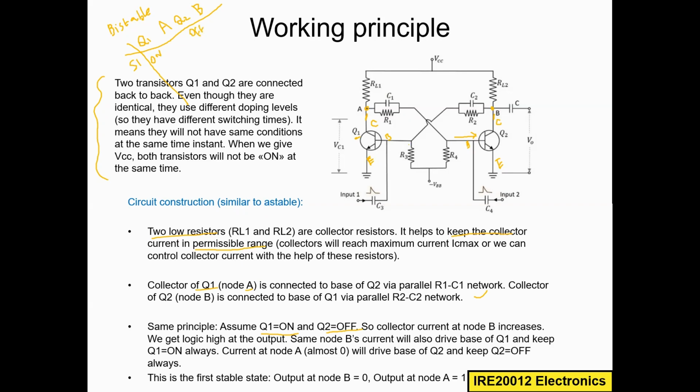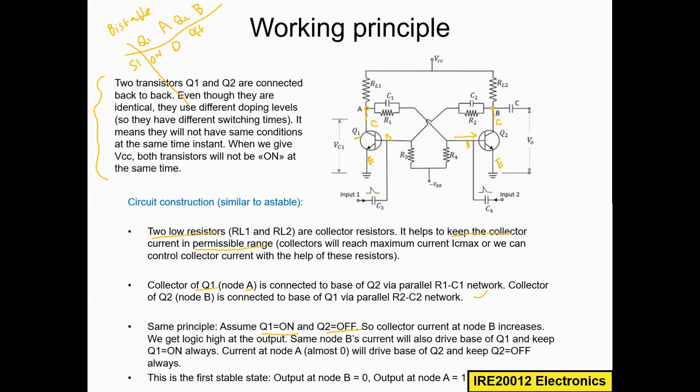So we know what will happen. Once Q1 is on, there is a short circuit, and the voltage potential will go to 0. So this will become logic 0. Immediately node A will become 0. This node A, 0, will drive the base of this transistor. The 0 voltage cannot turn on Q2, so Q2 will maintain the off state.